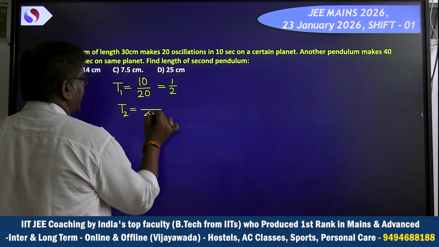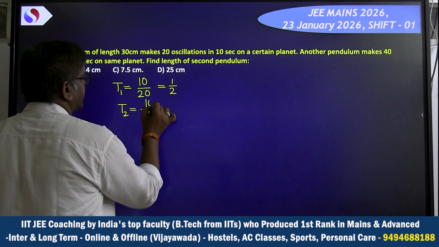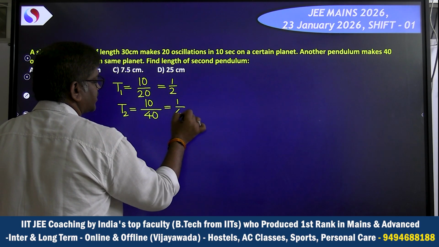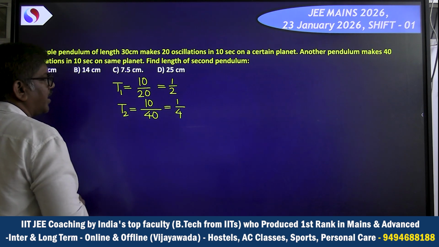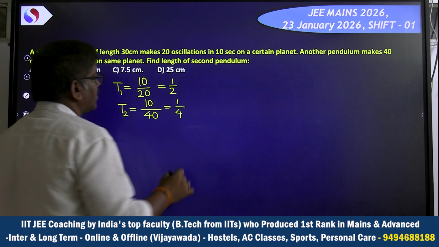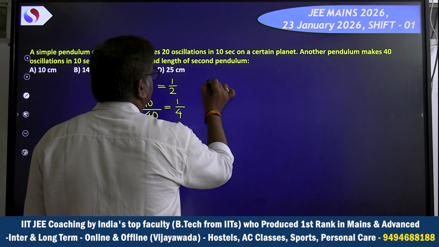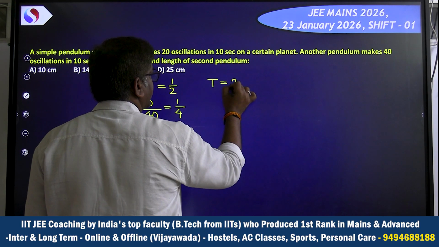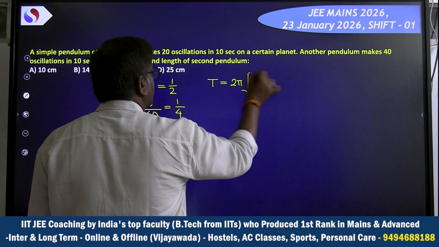For 40 oscillations, how much time is it taking? It is taking 10 seconds. So its time period per oscillation will be 1/4. Alright, this is the time period. Now they are talking about the length. So if I say what is the time period expression, it is 2 pi under root of L by g.